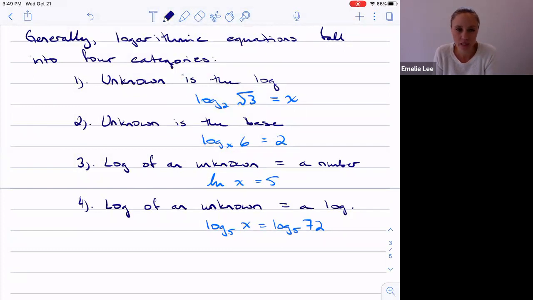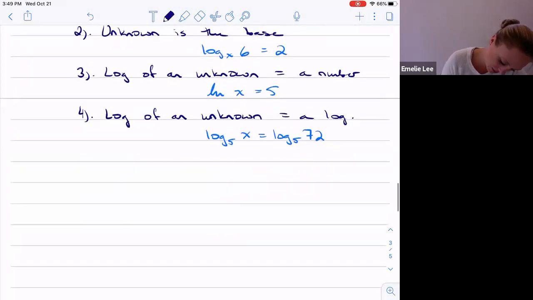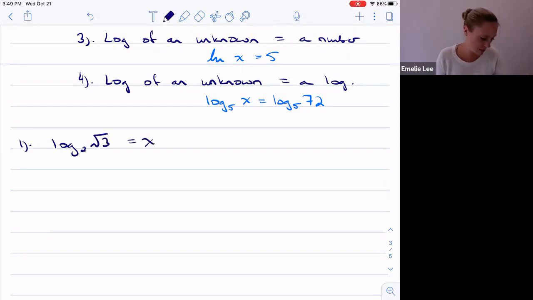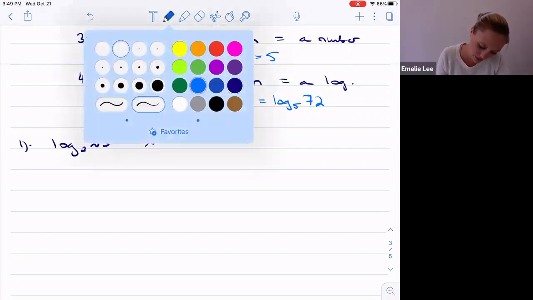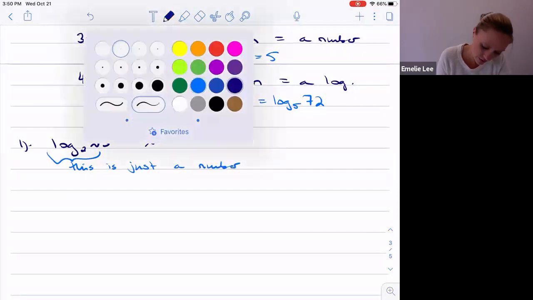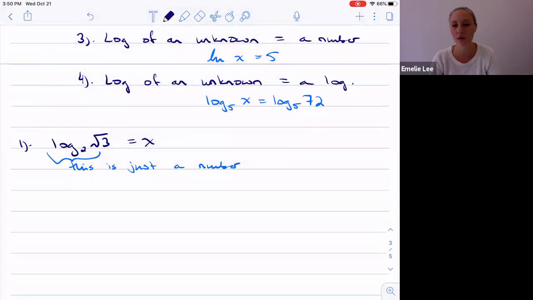So how are we gonna do these? All right, so the first one, log base 2 of root 3 equals x. Right here, notice that this is just a number. So there's not really any tricks here that we need to do, but we need to remember how to solve for log base 2 of root 3.